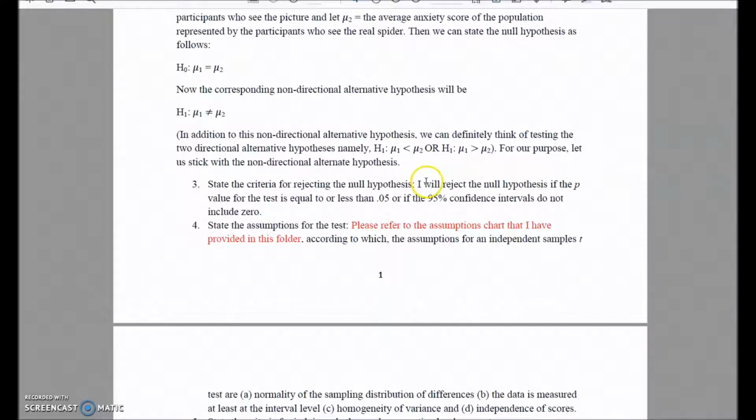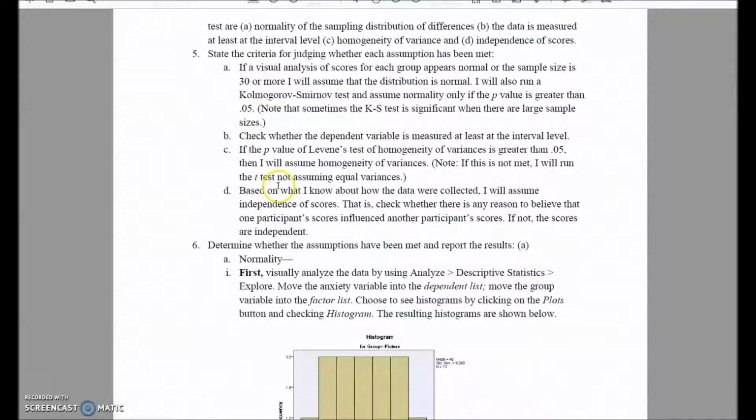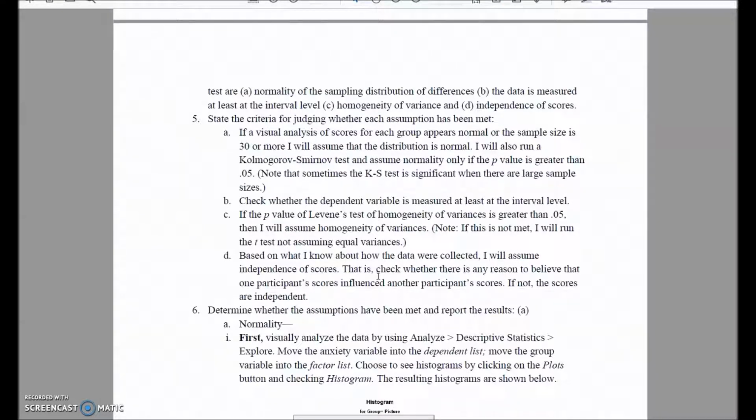So we will go back and look at the assumptions. So here are all the assumptions. So let's start one at a time. Okay, so for the normality, I have 3 ways of testing it. First, I test it visually. So I am going to make a histogram to find out whether it follows the normal distribution or not.